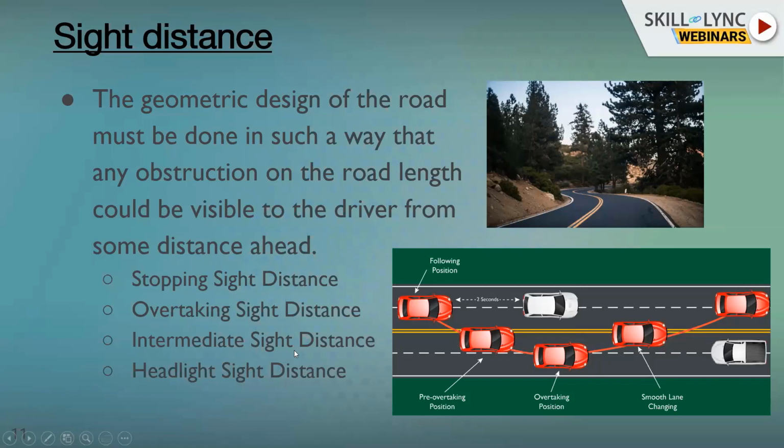And the intermediate sight distance is for when you cannot provide even OSD. At least you should provide some intermediate sight distance, where you can overtake the slow moving vehicles.